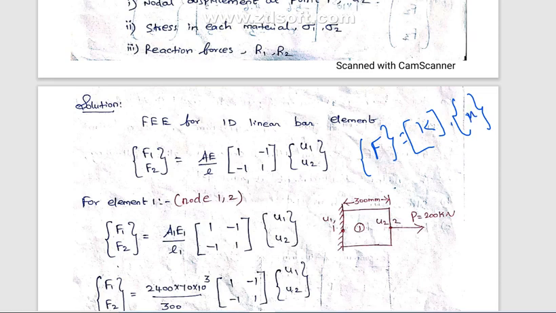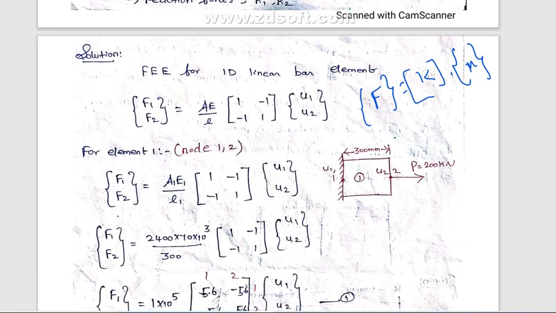For element 1, see here, element 1 is located between nodal points 1 and 2. Therefore, you have to assemble the matrix in terms of F1 and F2. For the one-dimensional bar element, the stiffness matrix formula is AE by L times the matrix 1, minus 1, minus 1, 1. This is the formula for the stiffness matrix of a one-dimensional element, and the displacements for element 1 are U1 and U2. So this is the global force matrix for this bar element.